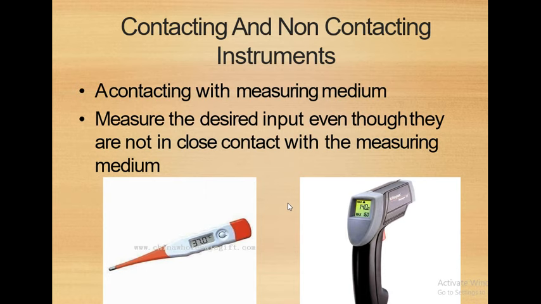Okay, so here two types of thermometers are shown. So if you see here, this is a digital thermometer, and this is also a digital thermometer. I think you are aware of this because nowadays in these corona situations, this instrument is mostly used to measure the temperature of a human body. Okay, I think you may have observed this at some places.